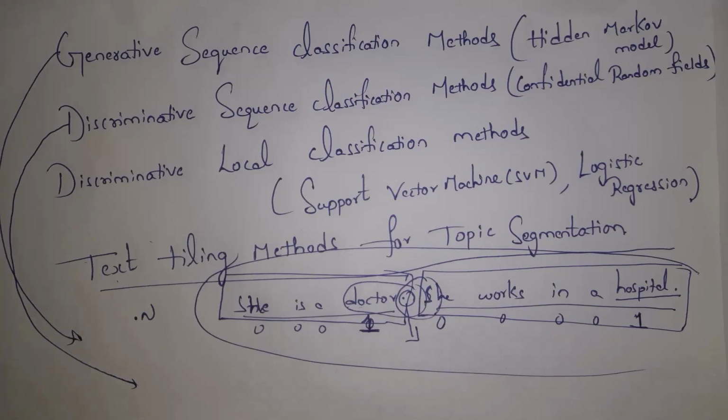This hidden Markov model has two hidden states. One is boundary and the next one is no boundary. And you can write this example in the exam.